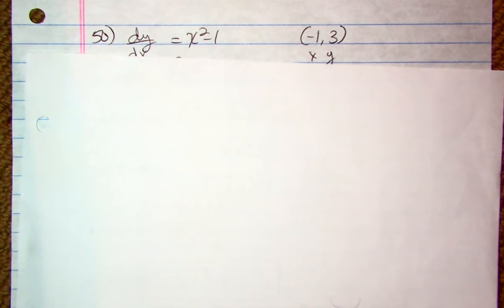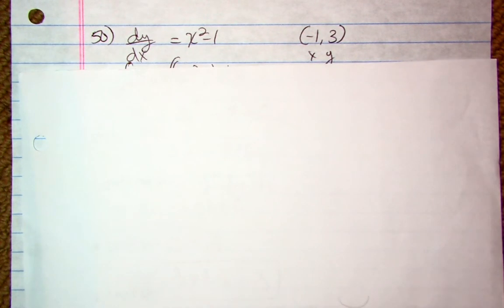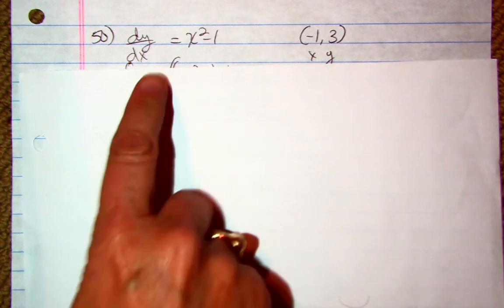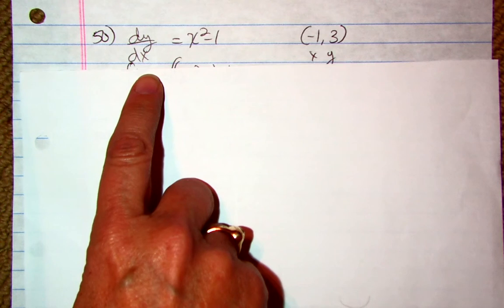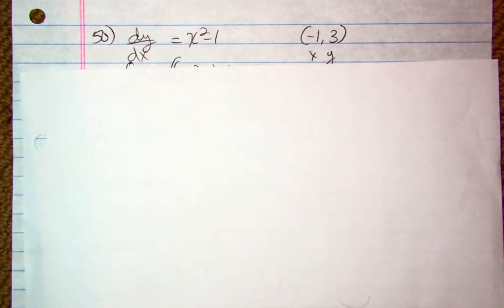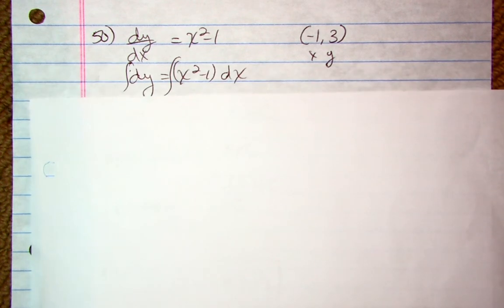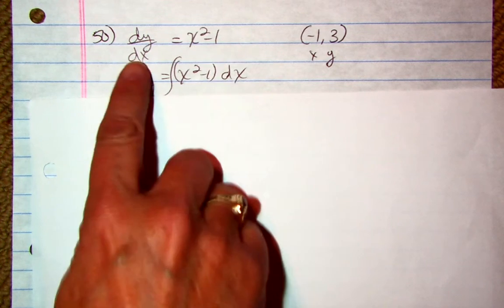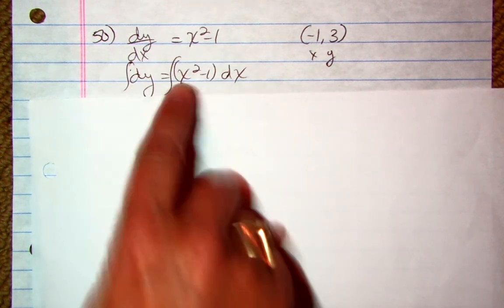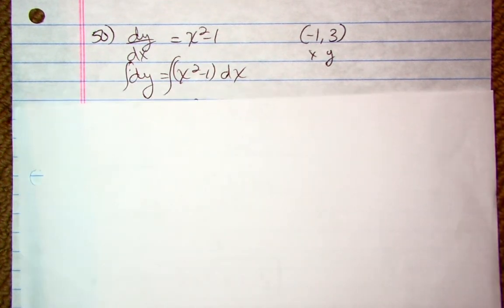Let's try this again. I'm going to do another one of your homework problems. This is number 50. Same directions. I need to find the specific solution. My specific solution to this first derivative is the original function. So dy dx equals x squared minus 1. I'm going to multiply both sides by dx, that's gone, dx is over here, and I'm going to integrate both sides with my indefinite integral.